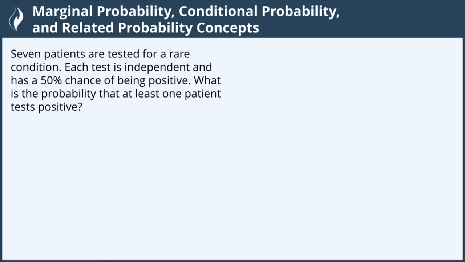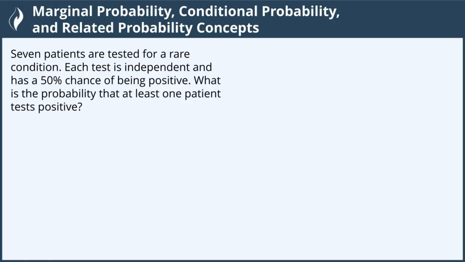Hi everyone. In this video, we will be going through related probability concepts. 7 patients are tested for a rare condition. Each test is independent and has a 50% chance of being positive. What is the probability that at least one patient tests positive?